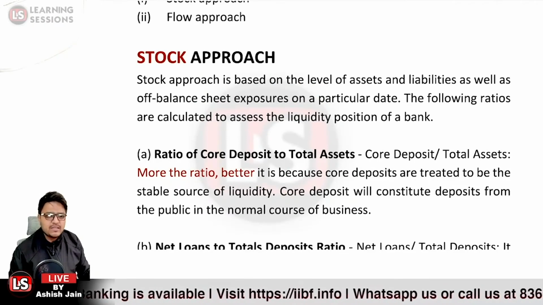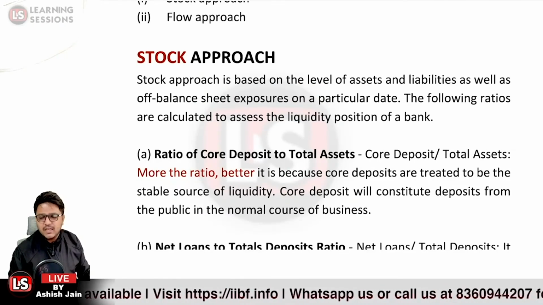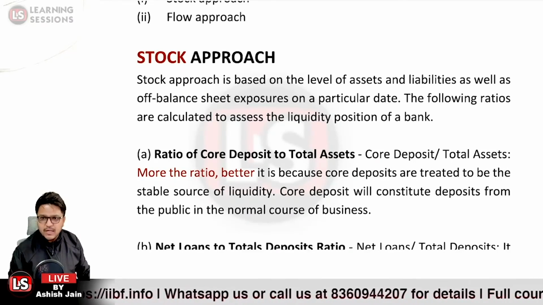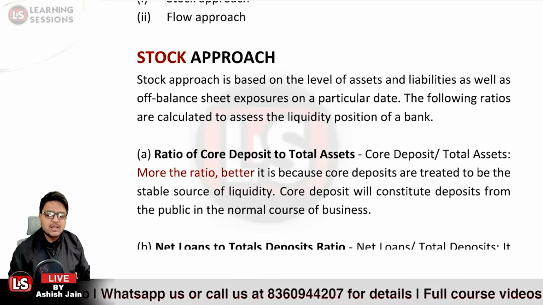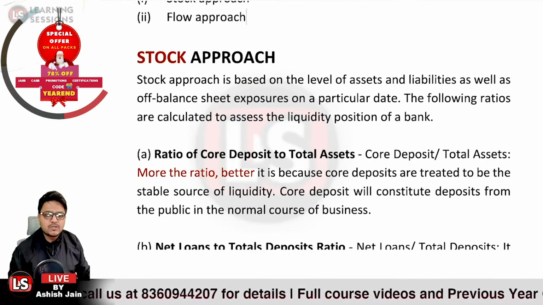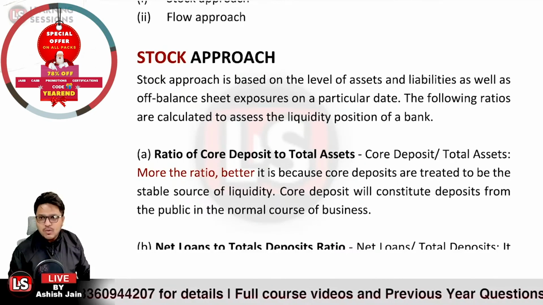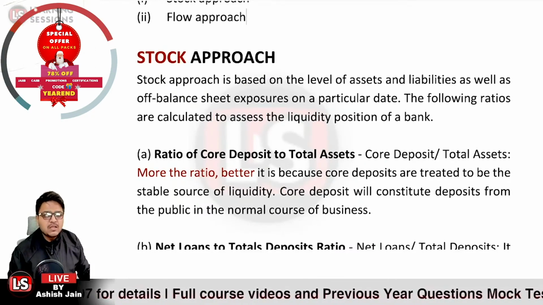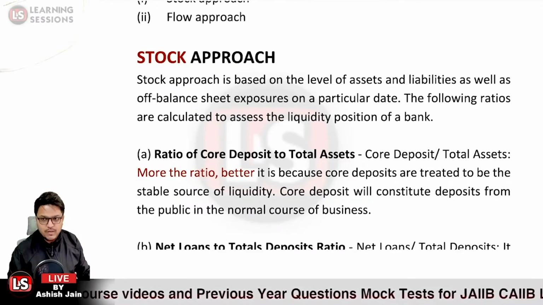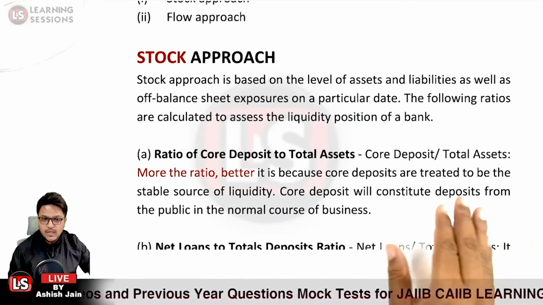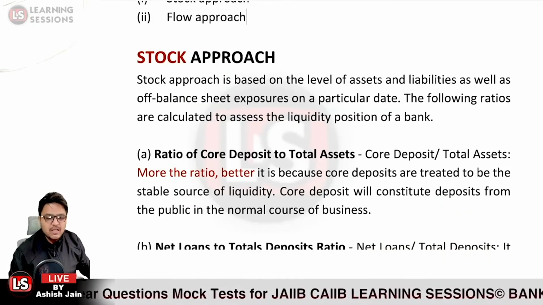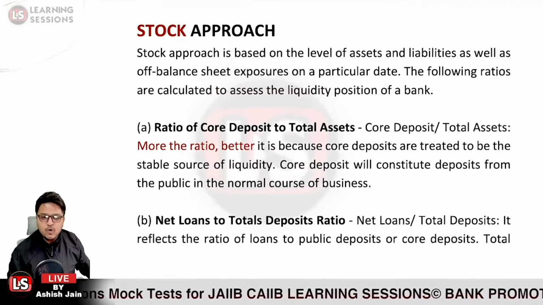In the case of savings fund deposits and current account deposits, one part is the volatile part and the other part is the core deposit, and we need to cover the ratio of core deposits to the total assets. The more the ratio, the better it is, because core deposits are treated as a stable source of liquidity. If you have a stable source of liquidity, that is, the numerator is more, then you can sustain well. So the more the ratio, the better it is.